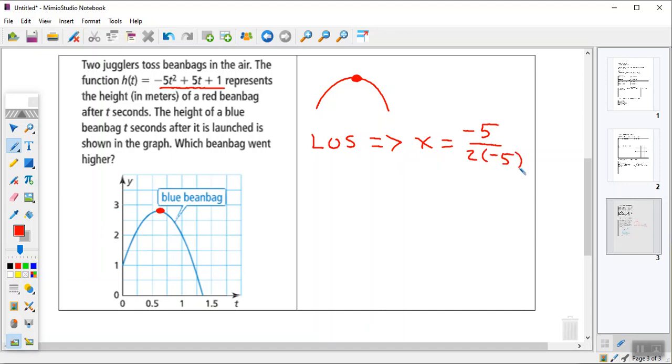Now guys, I'm no mathematician, but I think this is negative 5 over negative 10. Is that true? Negative over negative is going to yield a positive. What's 5 over 10 going to reduce to, kids?